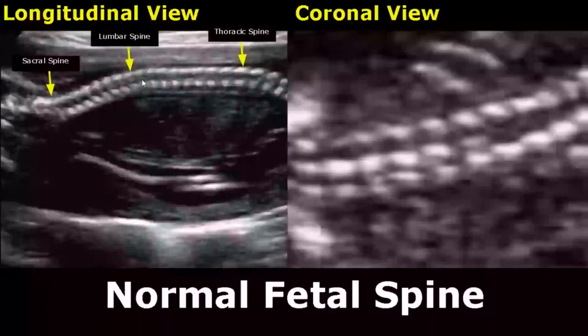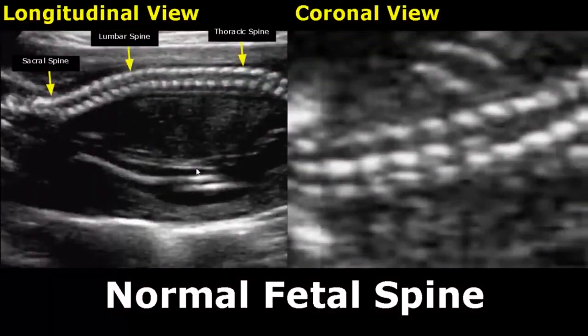Here are longitudinal and coronal views of the normal fetal spine. It is hyperechoic. It has a normal S-shaped curvature. Here is the thoracic spine, followed by the lumbar spine and the fused sacral spine.